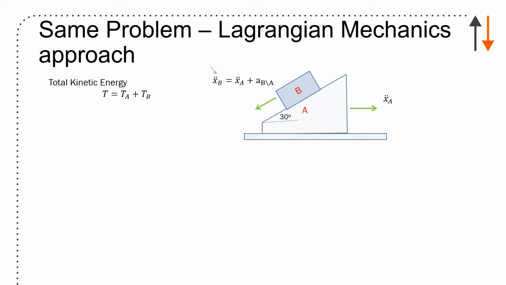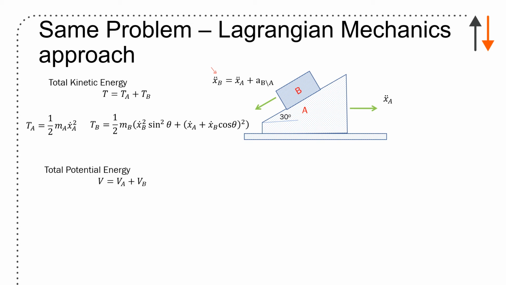Total kinetic energy of A plus kinetic energy of B. Well, I can write that as 1/2 m xa dot squared. And then for the other one, I can write it as 1/2 mb xb dot sine squared theta plus xa dot plus xb dot cos theta squared. Okay, so this is good. All right, not so bad.